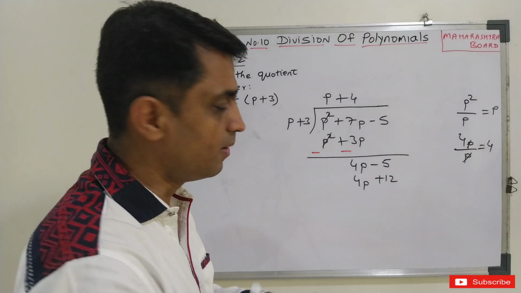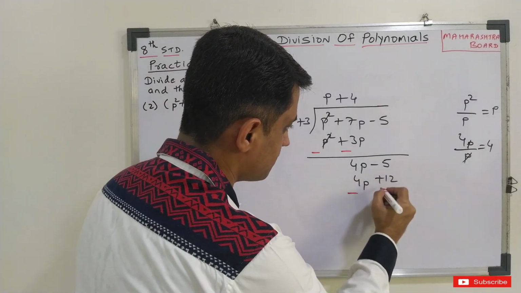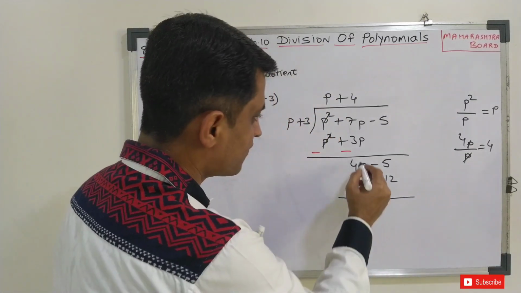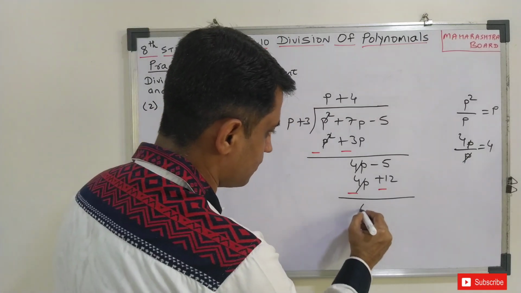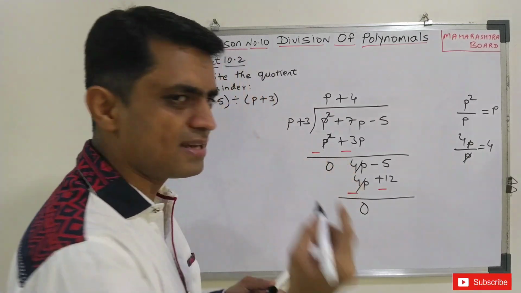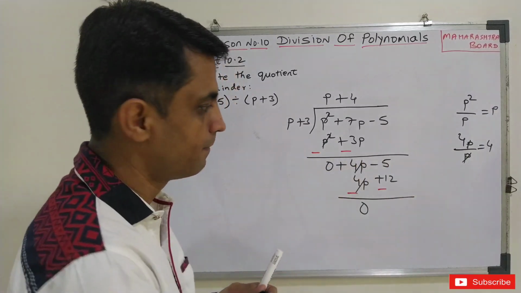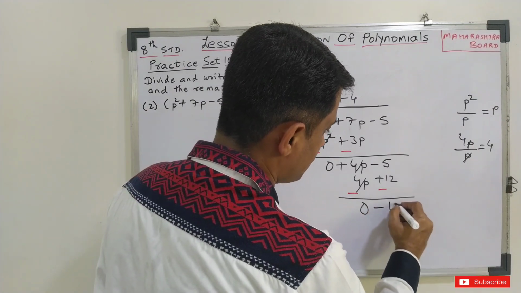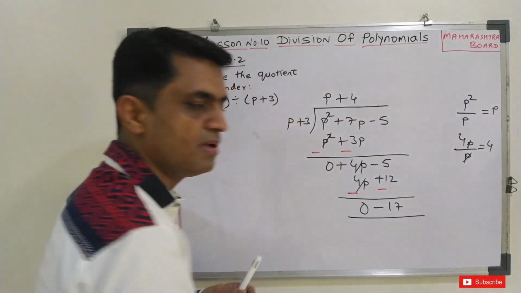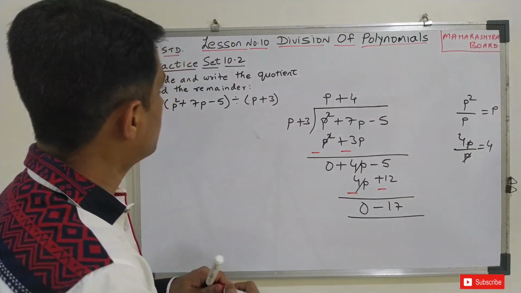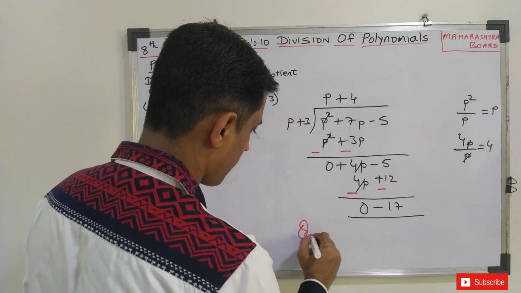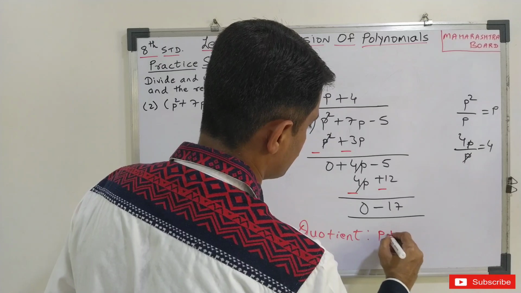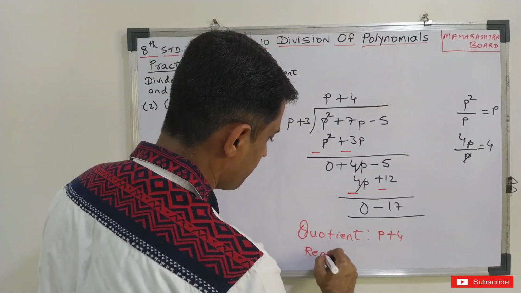Now your work will be changing the sign. So here minus, plus ka minus. So the sign has changed. After this, 4p and minus 4p will get cancelled, will get 0. Here also you will get 0. If you don't write 0, it's okay. If you write 0, then also it is okay. Now minus 5 minus 12. Minus 5 minus 12 will give you minus 17. So 0 minus 17 means minus 17 is the answer. So your quotient is what? p plus 4. And what is your remainder?